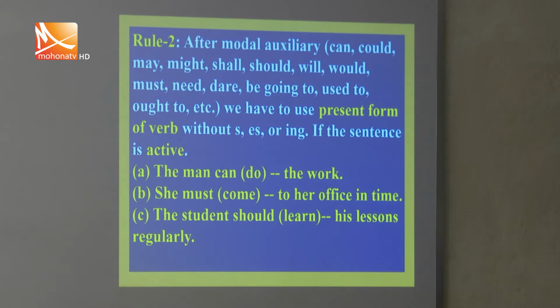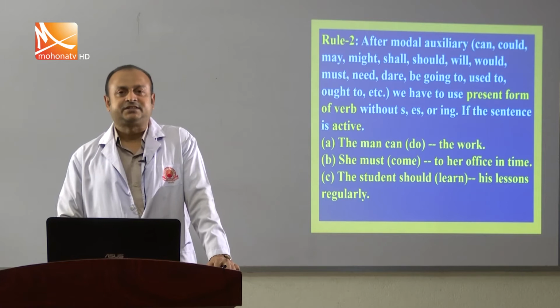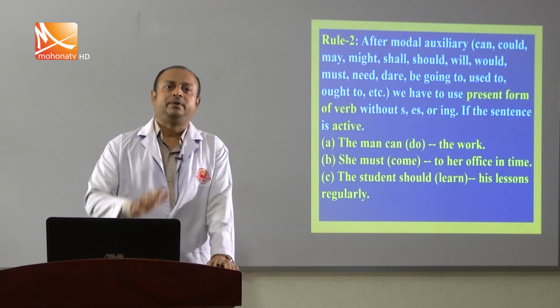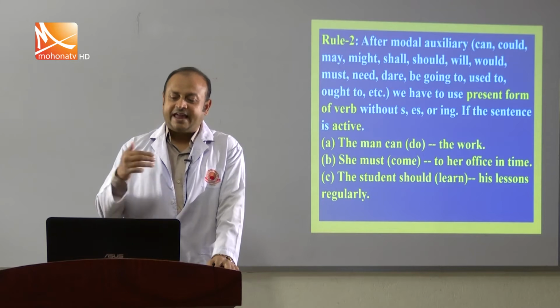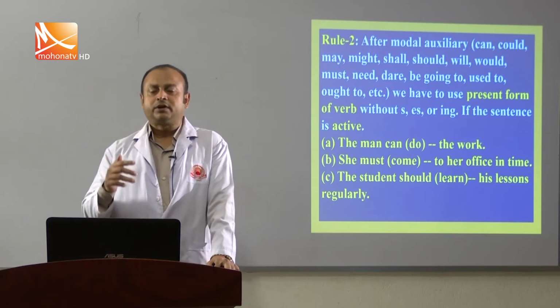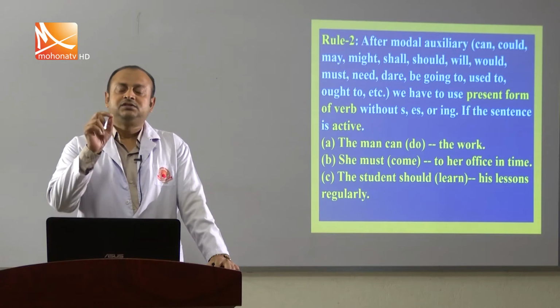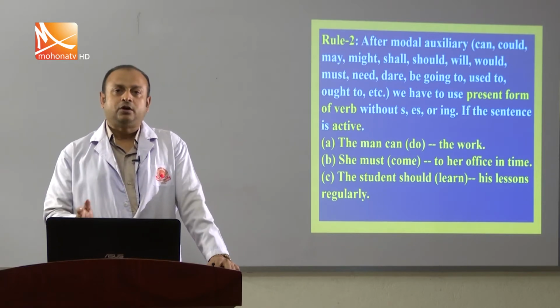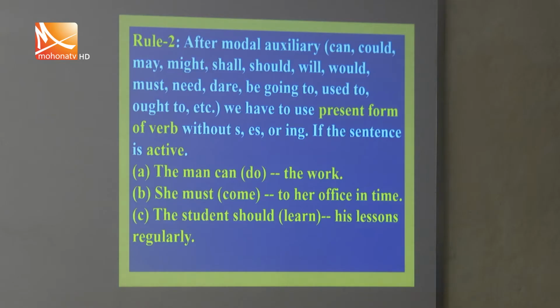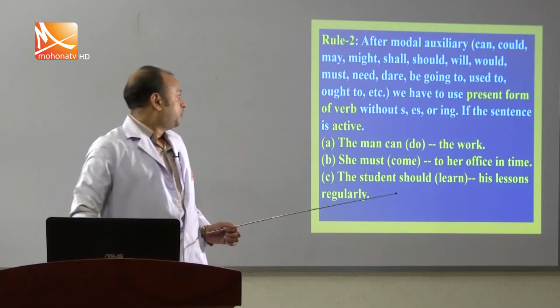On the contrary, modal auxiliary verb cannot make an individual sentence itself. It always helps other verb to make a sentence. And in active sentence, after modal auxiliary verb, we have to use just the basic form of the verb without ing or without another form of verb. Just the basic form of the verb should be used in active sentence if we find any modal auxiliary verb, my student, and if the sentence is active.